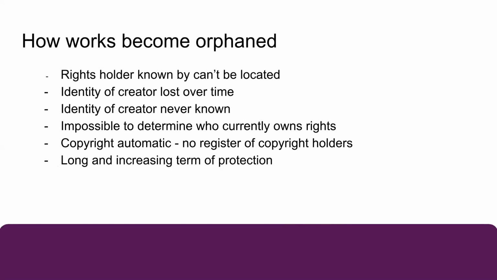How do works become orphaned? They become orphaned for a range of reasons, including that the rights holder for the work is known but can't be located. The identity of the rights holder or creator was once known but has been lost over time. The identity of the creator was never known, for example, the work was published anonymously or it was never published. It's not possible to determine who inherited and now owns the copyright of a particular work.